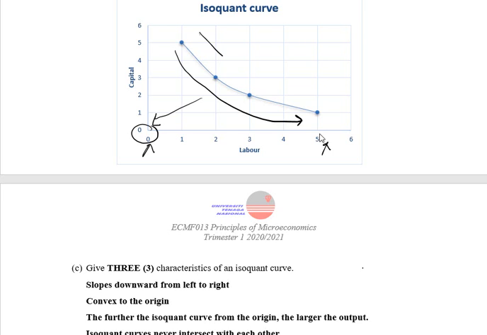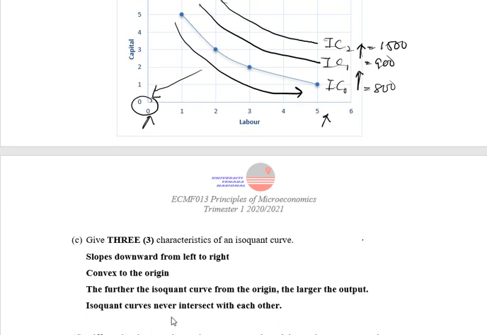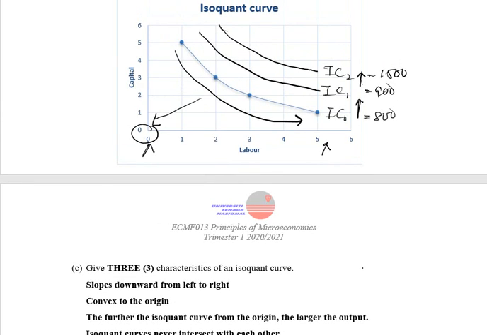If you have a number of isoquant curves, that is what we call an isoquant map. So you have here IC0, IC1, IC2. The higher the isoquant curve, meaning the higher the level of production. For example, let's say this is 800, this is 900, this is 1500. Isoquant curves never intersect with each other. That is the same concept as what you find in indifference curves.